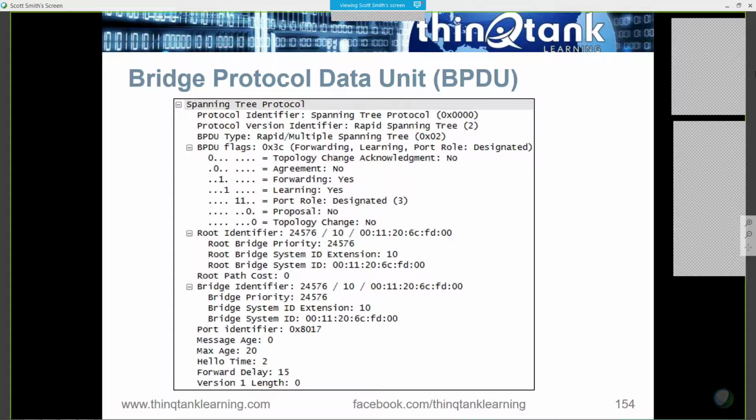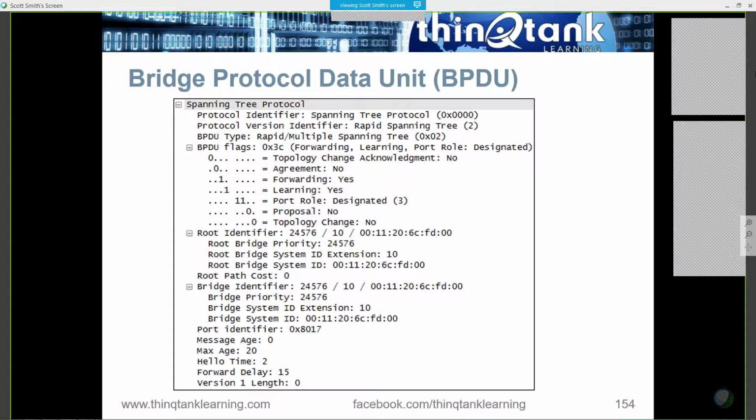As I start to peel back the onion, I'm going to come back to this and say, okay, now do you understand what these numbers are? Do you understand what the bridge ID is? Do you understand what the root ID is? Do you understand what the flags represent? Of course, you're going to say yes and shake your head because it's exciting.